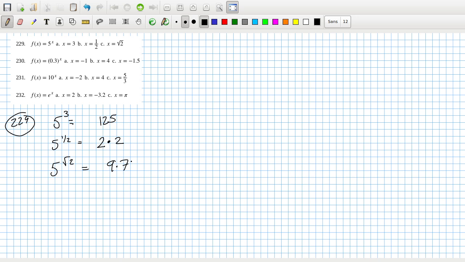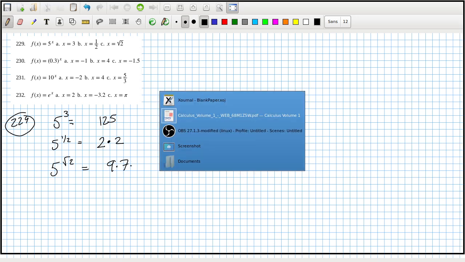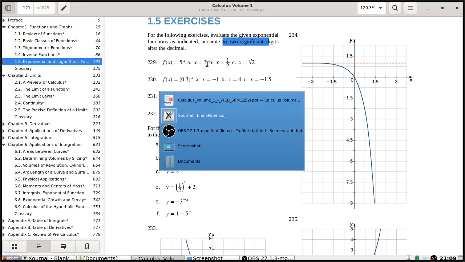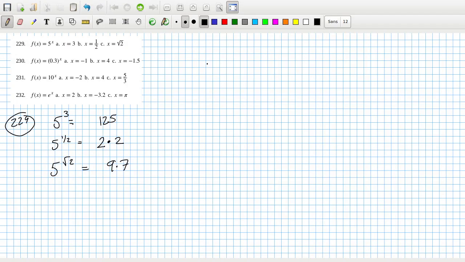Weird. I thought it said significant figures, not decimal places. Oh, two significant figures after the decimal. Oh, what a weird and horrible way to say it. Two significant. Okay. I would have just said two places of decimal. All right.